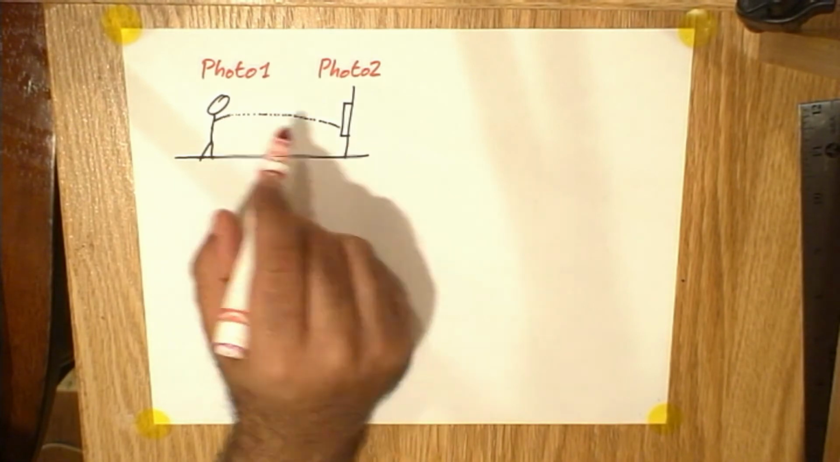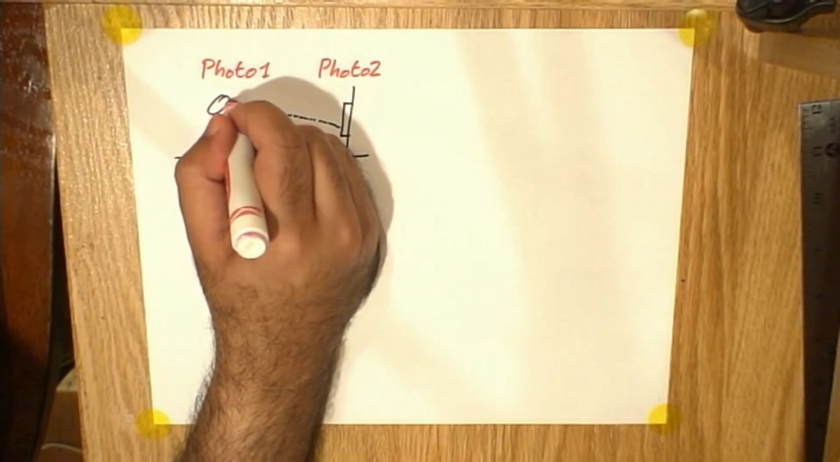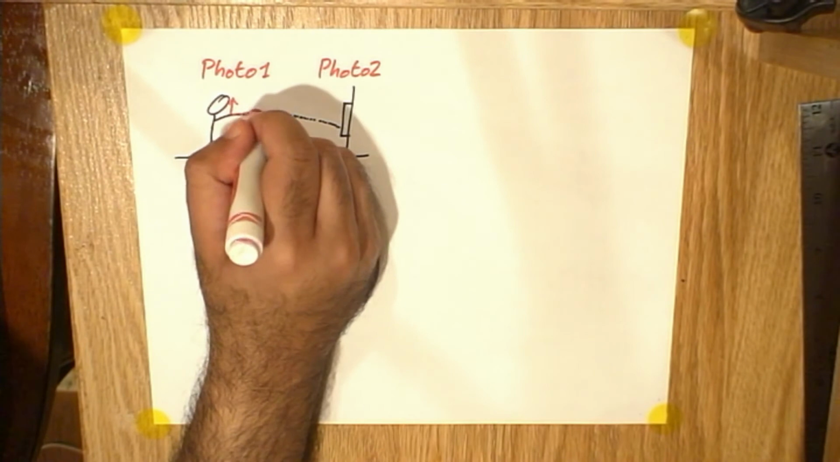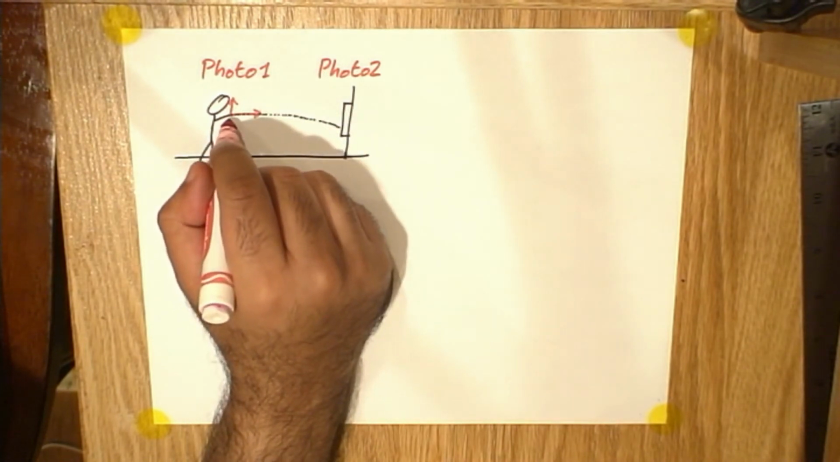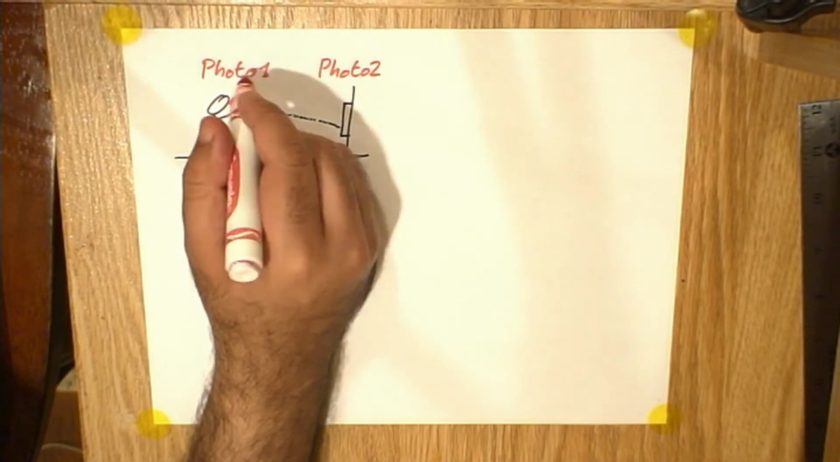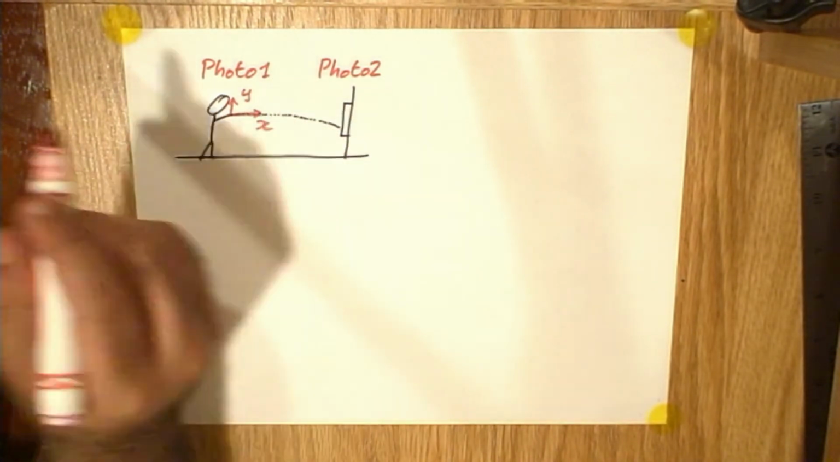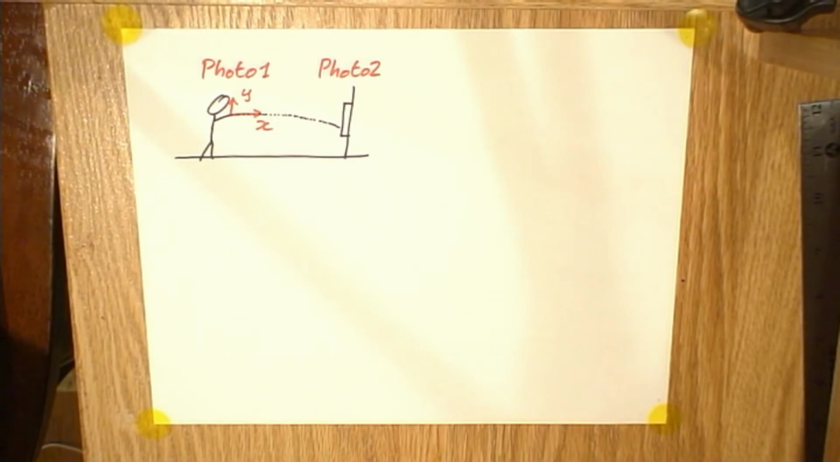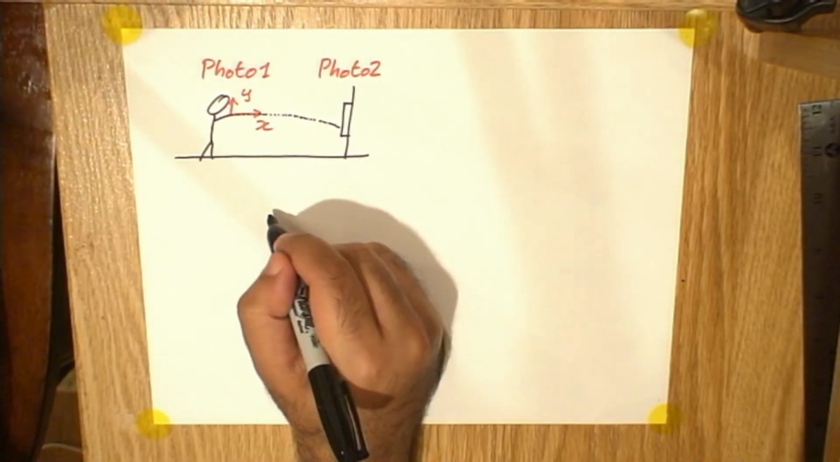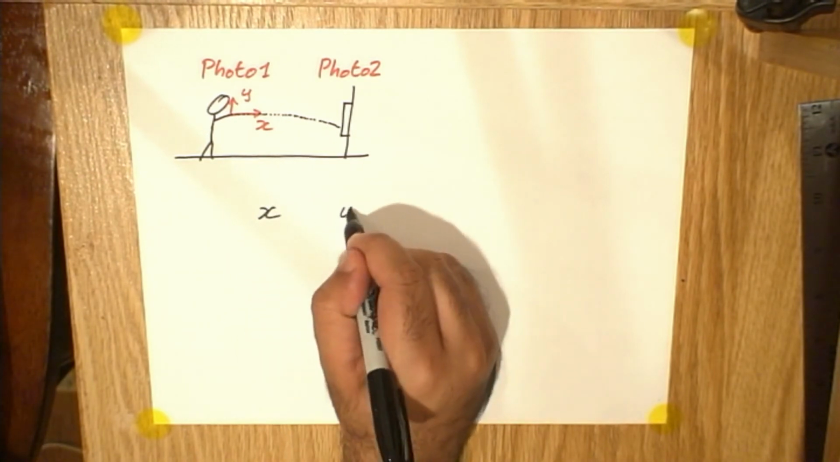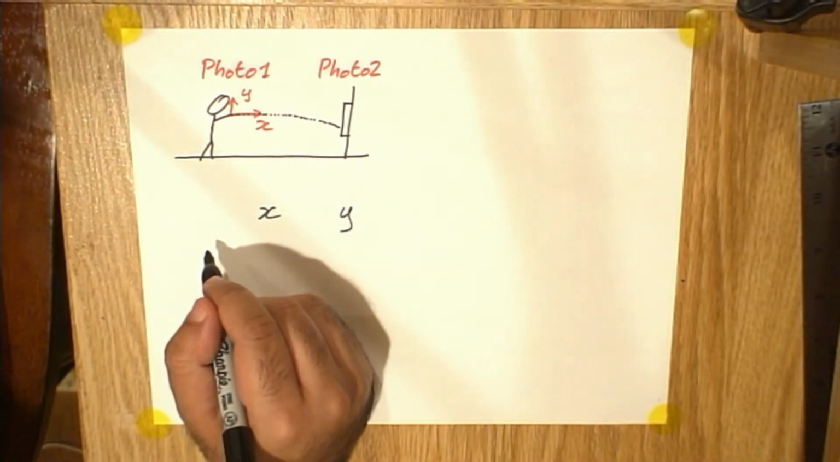So now that I've set photo 1 and photo 2, I'm going to set my origin and my axes. Origin will be the point at which it leaves this person's hand. I will set upwards as being y and rightwards as being positive x. Now, let's write down all of the things that we know and all of the things that we don't know. There is motion in both x and y.